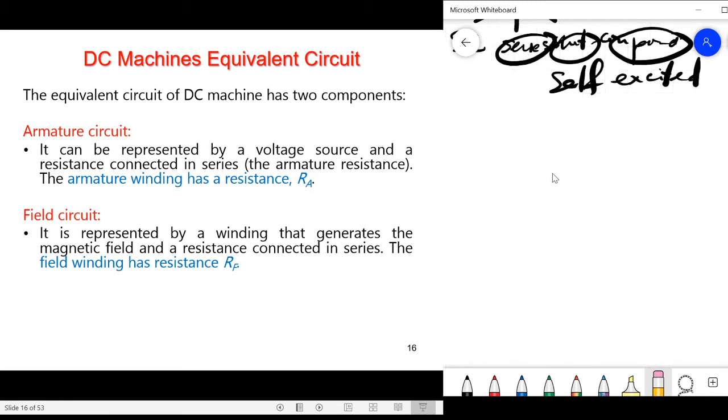Equivalent circuit. The equivalent circuit of a DC machine has two components. Kita ada armature dan juga field. Armature ni RA, field ni RF. Kita tak ada inductance dalam ni. Kalau dalam transformer, induction motor, synchronous machine kita ada inductance, tapi dalam DC motor, DC generator cuma R sahaja. Nama pun DC. Mana ada inductance wujud dekat dalam DC, betul tak? Sebab tak ada frekuensi.